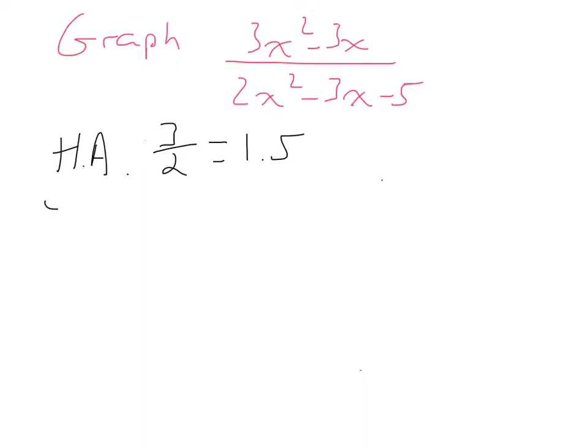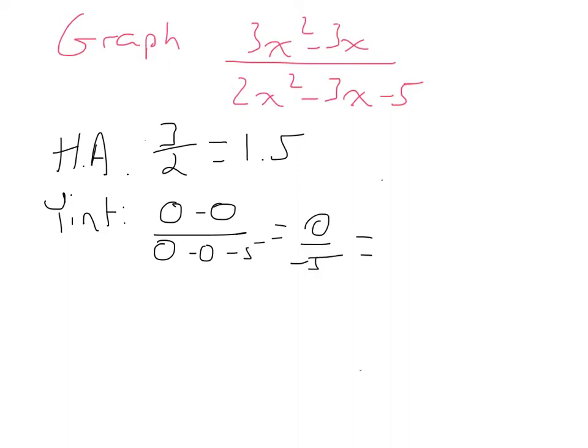Now let's find our y-intercept. Well, for the y-intercept, we just let x be 0. So 0 minus 0 over 0 minus 0 minus 5, that's 0 over negative 5. That's equal to 0. That's my y-intercept.